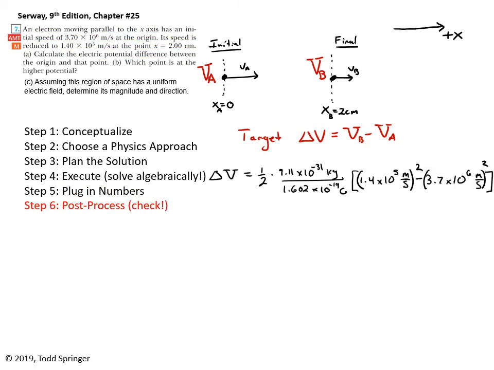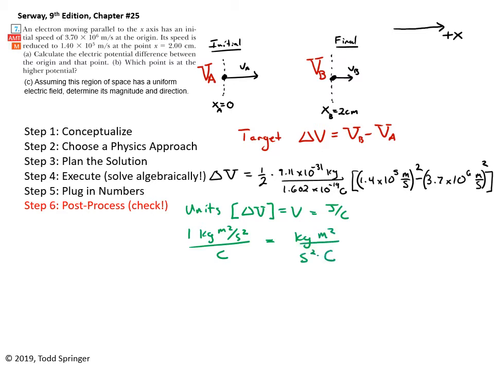The first and most important thing we should check is the units. So the units of an electric potential difference, delta V, should be volts. And remember, a volt is a joule per coulomb. If you don't remember what that is, a joule is a kilogram meter squared per second squared, and then divided by a coulomb. So our answer should have units of kilograms meters squared per second squared times coulomb.